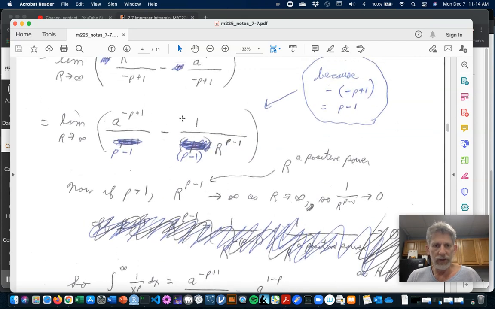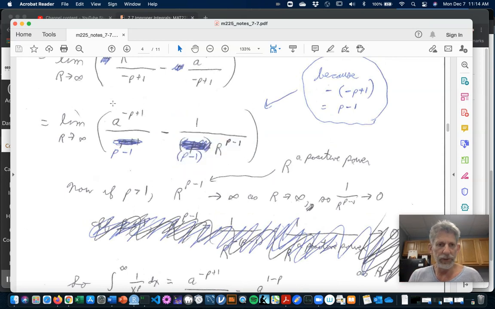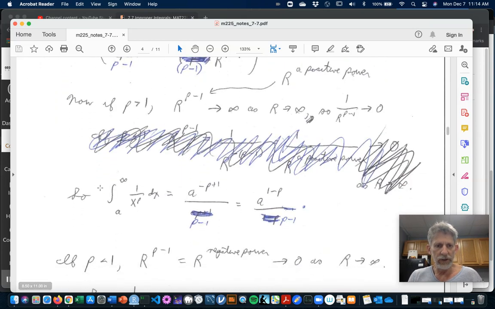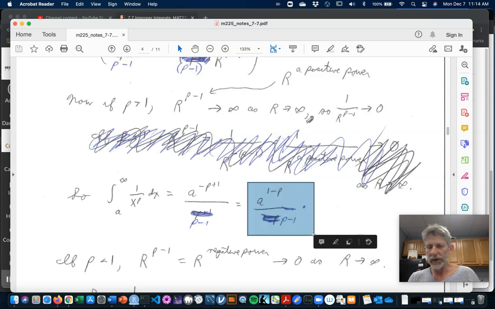And so the result is that this entire expression will converge to 0, and you'll be left with just this in the limit. And so that gives you the part of the theorem that says that when p is bigger than 1, you get this for your limit, and you can write that as a to the 1 minus p if you like, instead of a to the minus p plus 1.